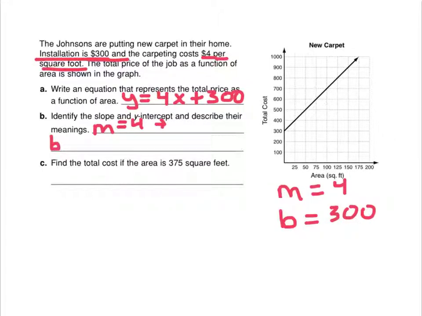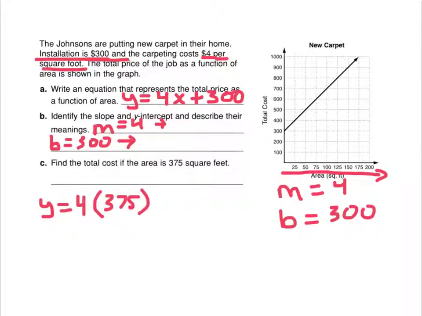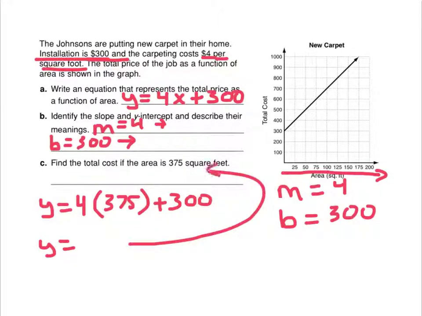If your m is 4, I want you to tell me what that stands for. And if your b is 300, I want you to tell me what that stands for, because it's all right there in the equation or in the statement. And then we need to find the total cost if the area was 375 square feet. I'm going to follow my graph along. Well, wait a second. It doesn't show 375 feet. So the best thing to do there would be to plug 375 in for x. So y is going to equal 4 times 375 plus 300. Figure that out, and that is your total cost if the area is 375 square feet.